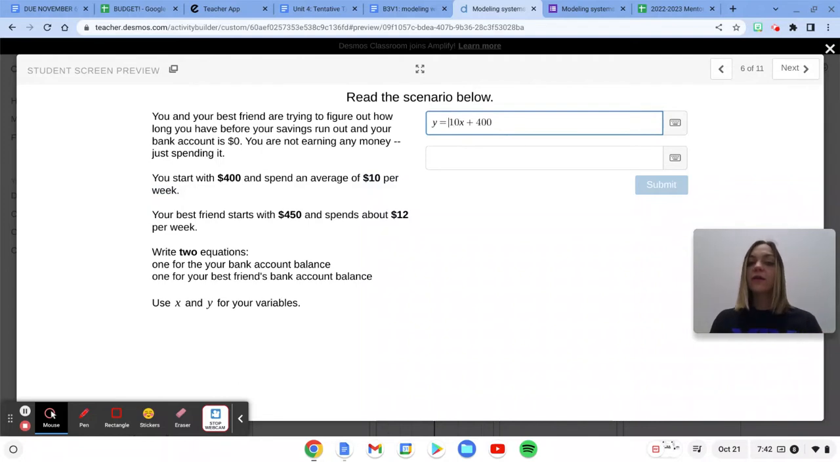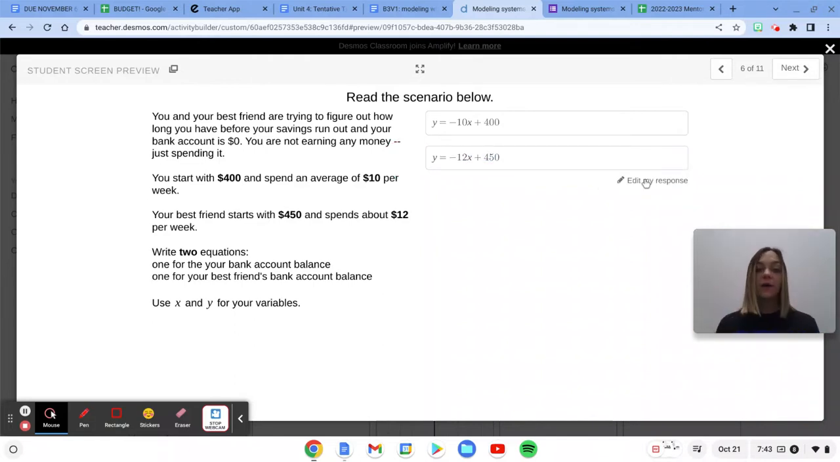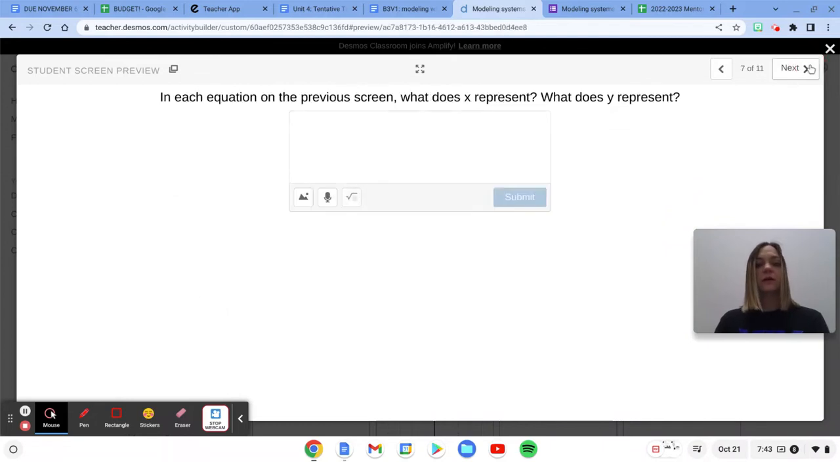I've got to think, though, because I'm spending money, my slope is not going to be positive. It's going to be negative because this equation is representing how much money is in my bank account. It's going down by $10 every week. Using the same model, y equals mx plus b, I know that my best friend starts with $450, and my best friend is spending $12 per week. So again, making that negative to show that that's coming out of the bank account. And these are my two equations.